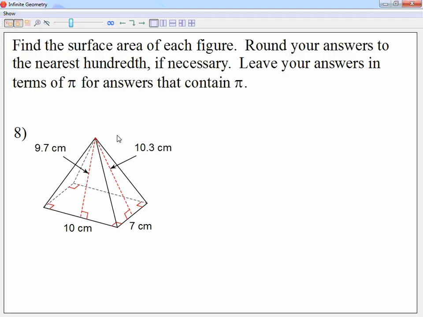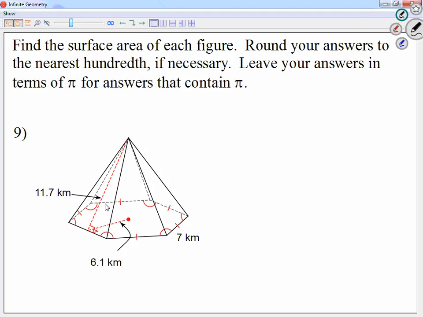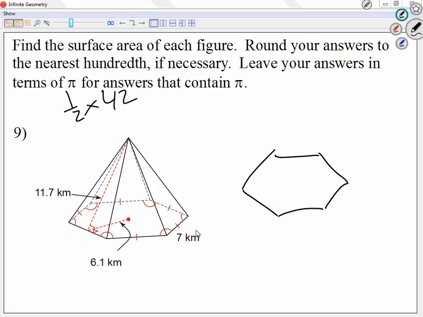Right? I think you said 9. Okay, looking at number 9, it's a pyramid. The base is a hexagon, right? 6 sides. So let me draw my hexagon. Again, for the area of the hexagon, I'm going to go 1/2. The perimeter in this case is 42, because I added all the sides. And the apothem is 6.1. So I'm going to go 1/2 times 42 times 6.1, and I get 128.1.